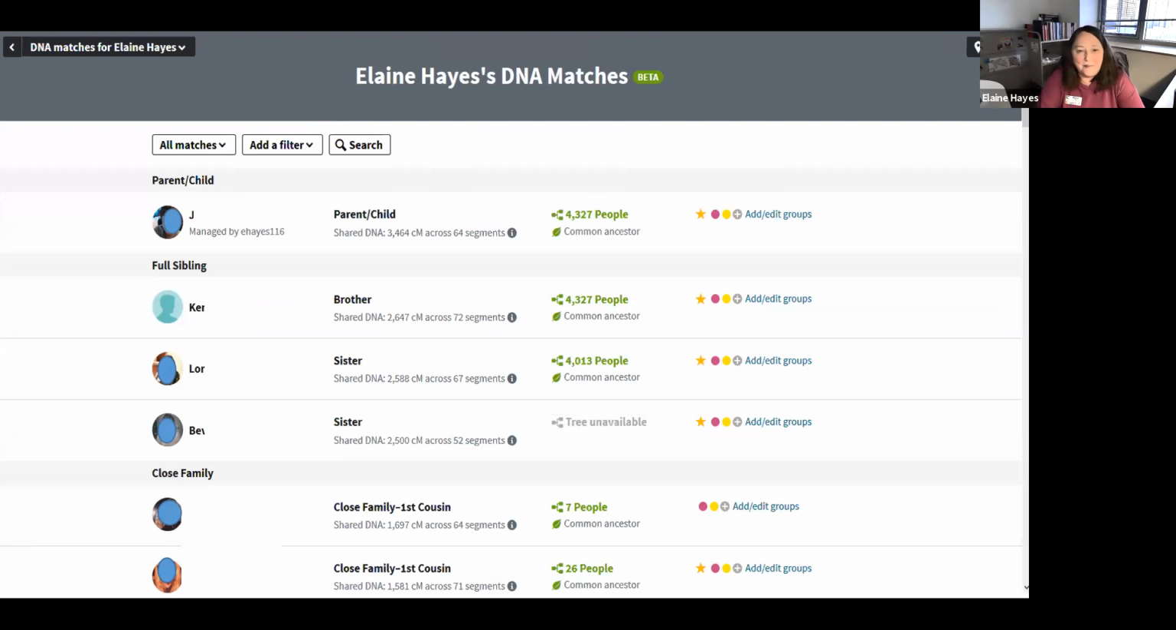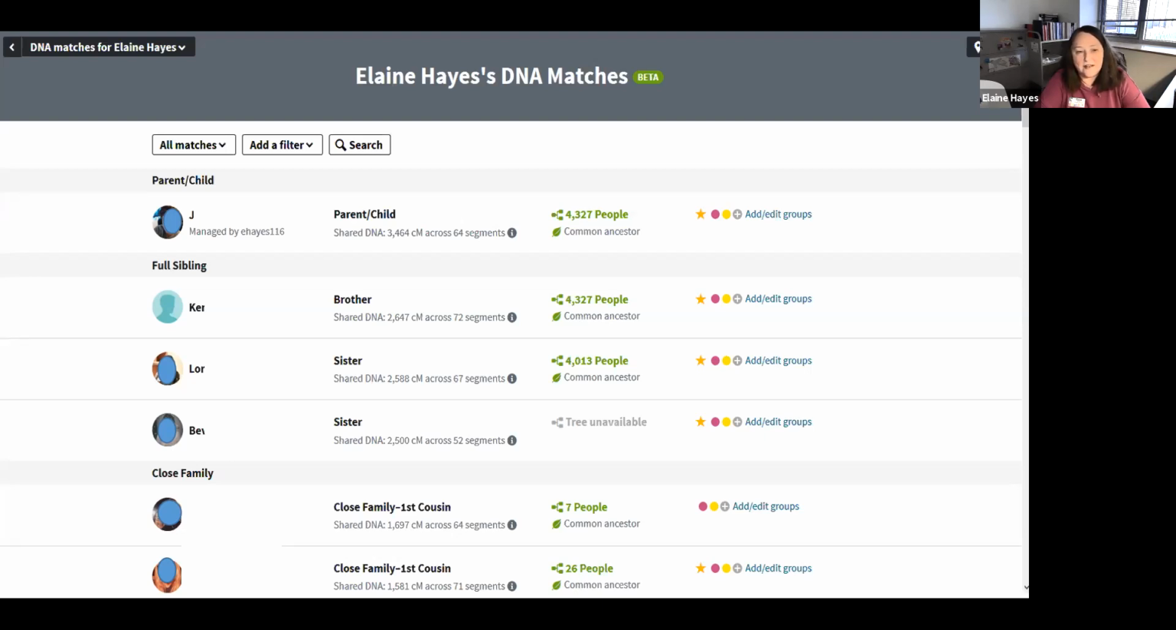Okay, here's all my DNA matches, and to protect their privacy, because I didn't ask them if I could share their information, I've covered up their names and their faces. But you can see at the top there, my daughter. It says that her DNA test is managed by me, E. Hayes 116, because she let me have that. She's in charge of her own DNA, but she can let me manage it if she wants to. Then we have my brother and two sisters.